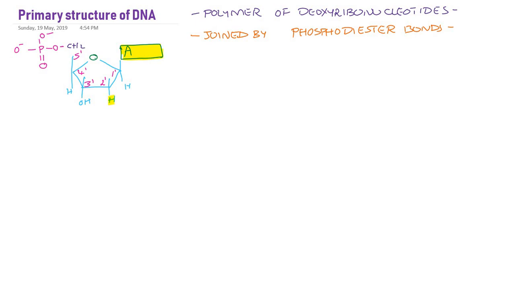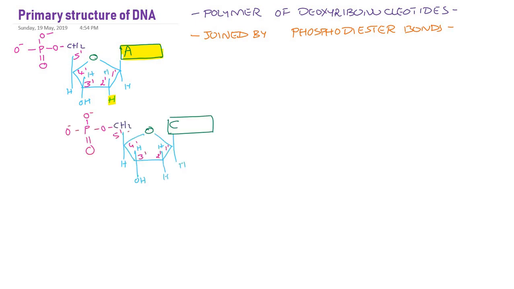We have the adenine base attached to the first prime carbon of the sugar. We can see that in the second prime carbon there is no oxygen, so this sugar is deoxyribose, and the phosphate is attached to the 5 prime carbon. So this is our first deoxyribonucleotide, deoxyadenylate. Now the primary structure, as we already wrote, is a polymer. That means one more deoxyribonucleotide is going to join here to make a bond called the phosphodiester bond. I will show how it happens.